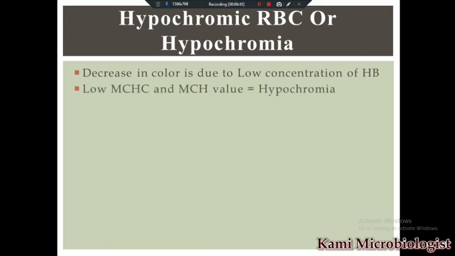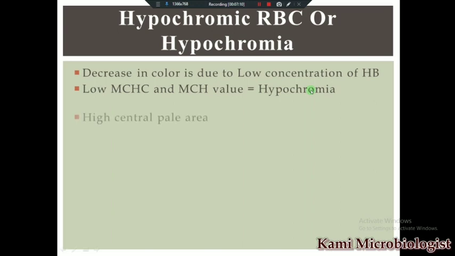And one thing more, how will you find that it is hypochromia? You have to know about the MCHC and MCH. I also explained the MCH, mean cell hemoglobin. You have to know about these two values. When these two values get low, then this condition is called hypochromia.